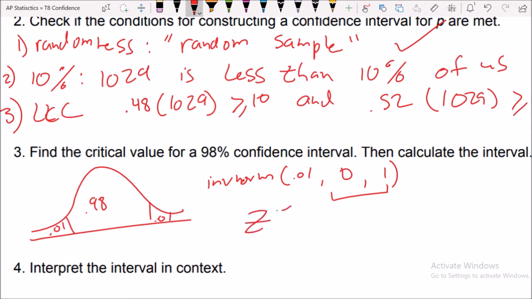And when we do that, we should get a z star value. And guys, please make sure you connect in some way for yourself that a critical value and z star for a proportion, those are the same thing. Okay, that value is 2.33.